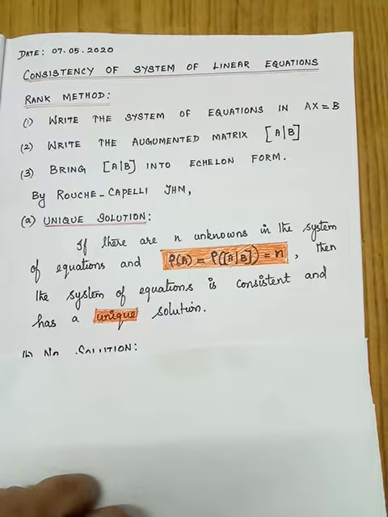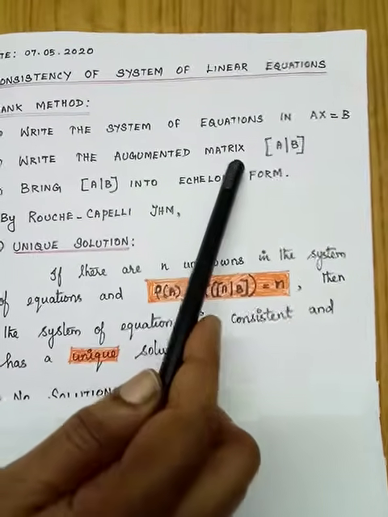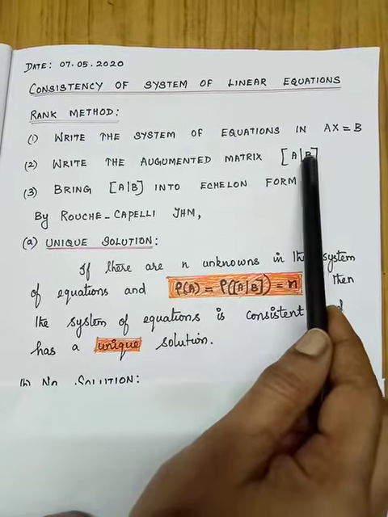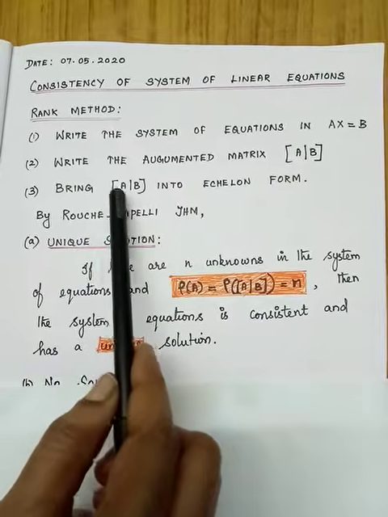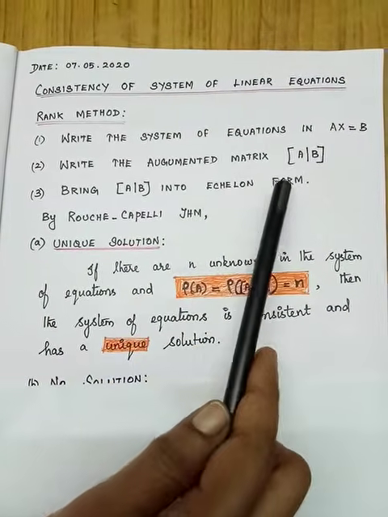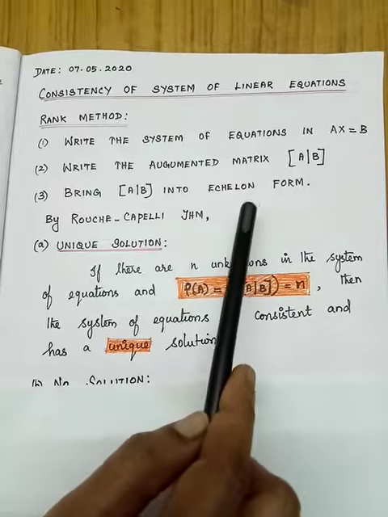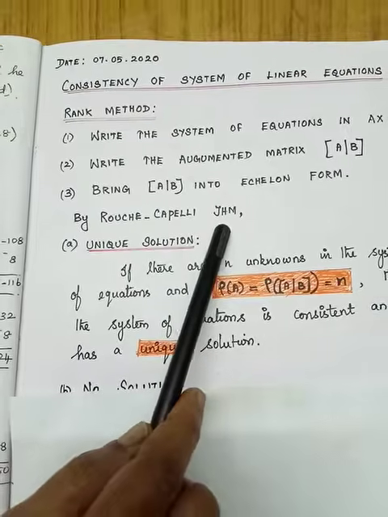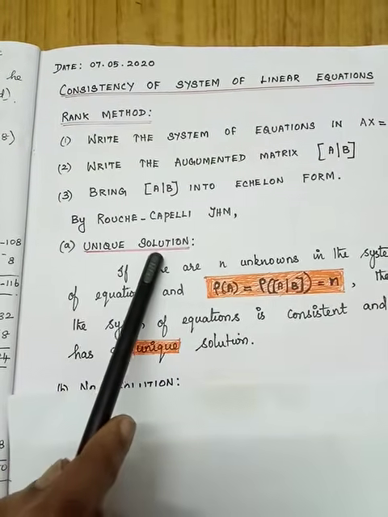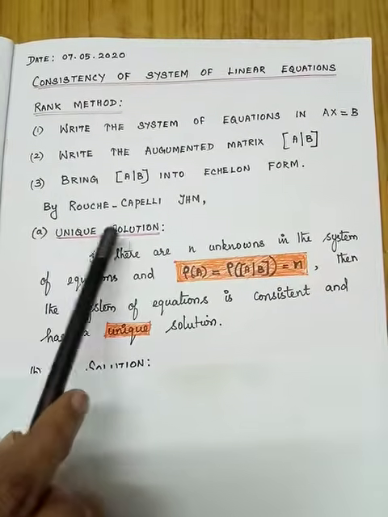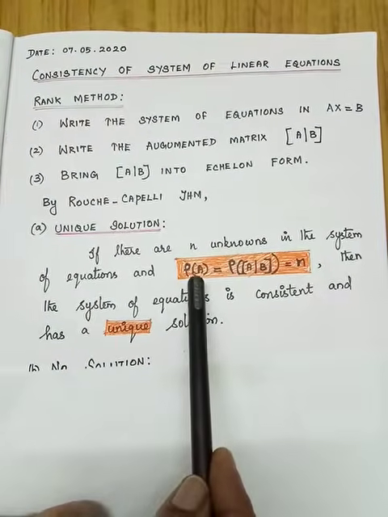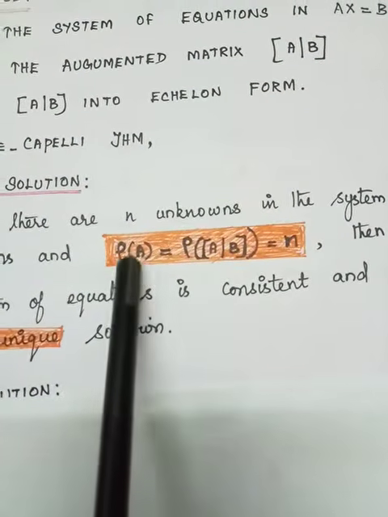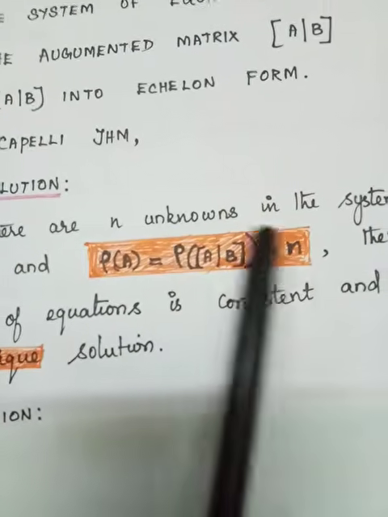Then you have to write the augmented matrix [A, B]. Beside A, you write the elements of matrix B. Then bring the augmented matrix into echelon form. After bringing it into echelon form, according to the Rouché-Capelli theorem, you get a unique solution when you find the rank of A and the rank of [A, B], and they are equal and equal to n.